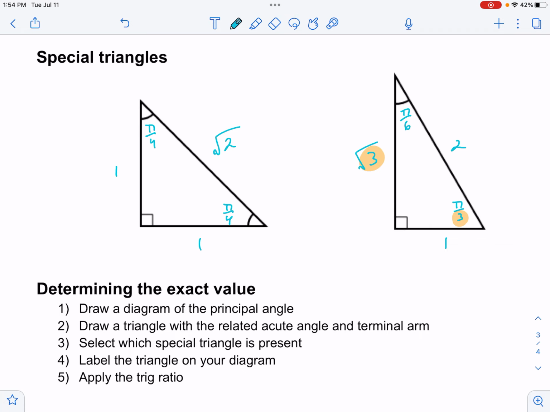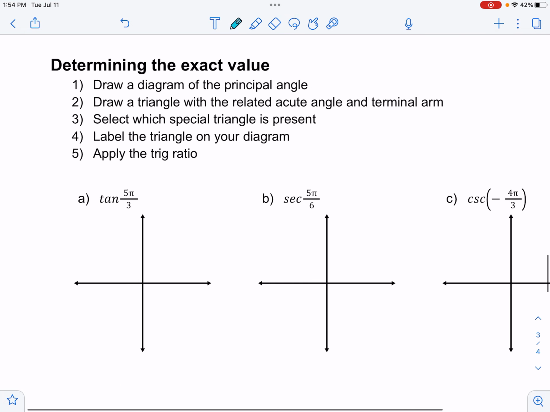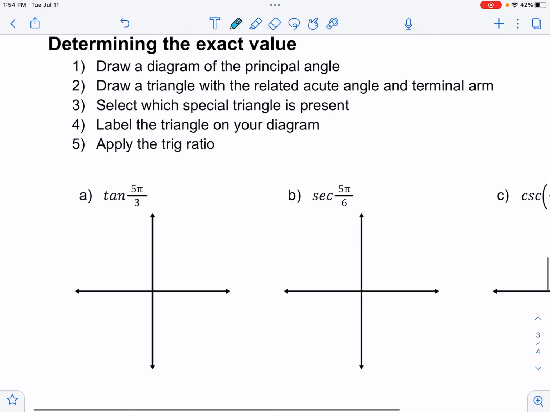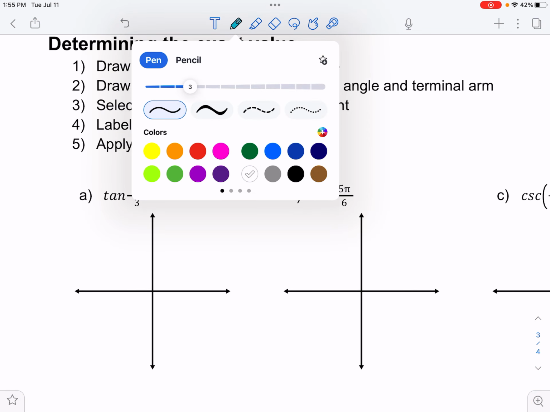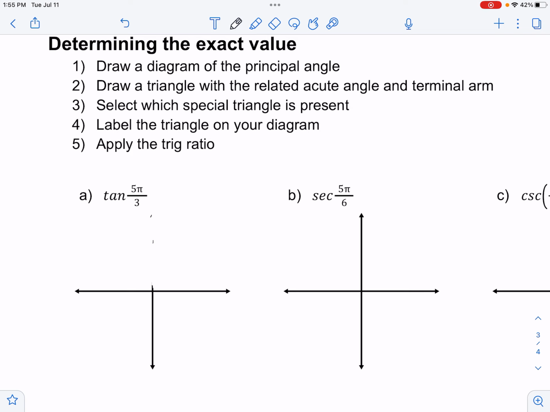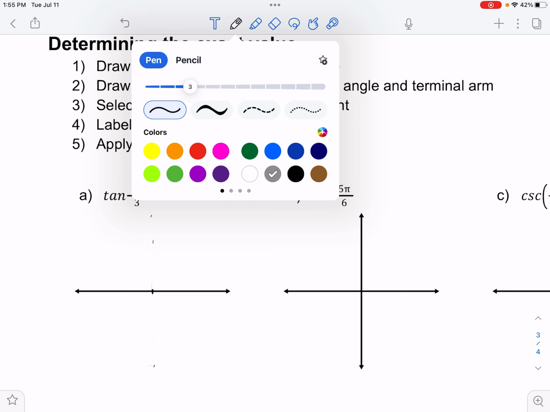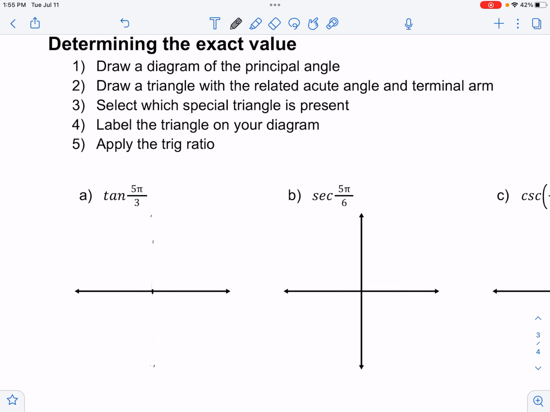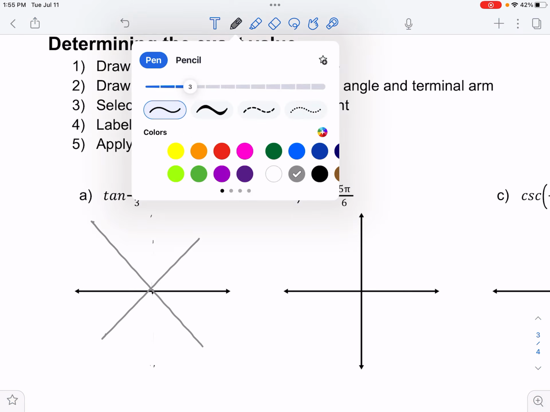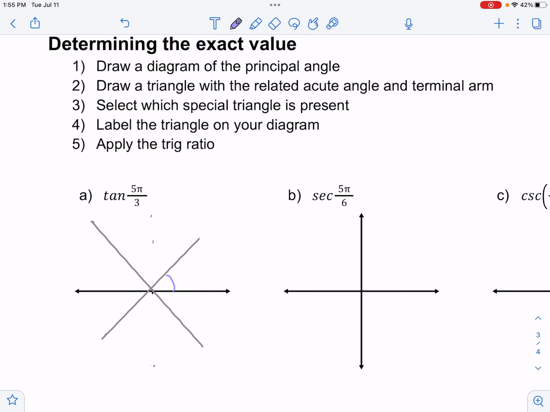Okay, so let's do that for the first one. We're going to work through all the steps. Here I have tan pi over 3. Okay, let's draw it in. I need to split this into thirds. And I'm going to go 5 pi over 3. 1, 2, 3, 4, 5.